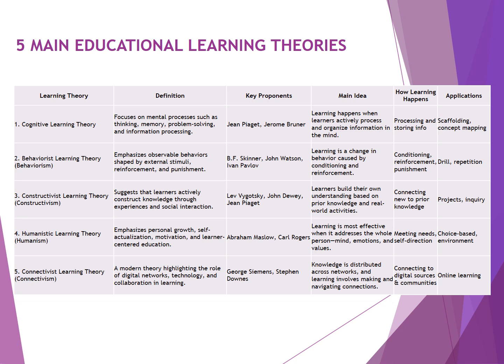5. Connectivist learning theory, connectivism. Definition: a modern theory highlighting the role of digital networks, technology, and collaboration in learning. Key proponents: George Siemens, Stephen Downes. Main idea: knowledge is distributed across networks, and learning involves making and navigating connections. How learning happens: connecting to digital sources and communities. Applications: online learning.